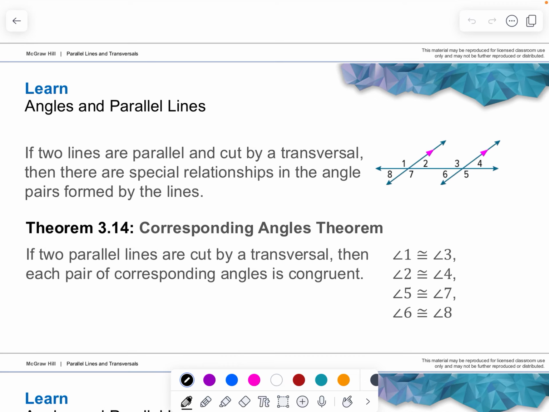Next in our notes, oh, my pen is not connecting, so that's cool.